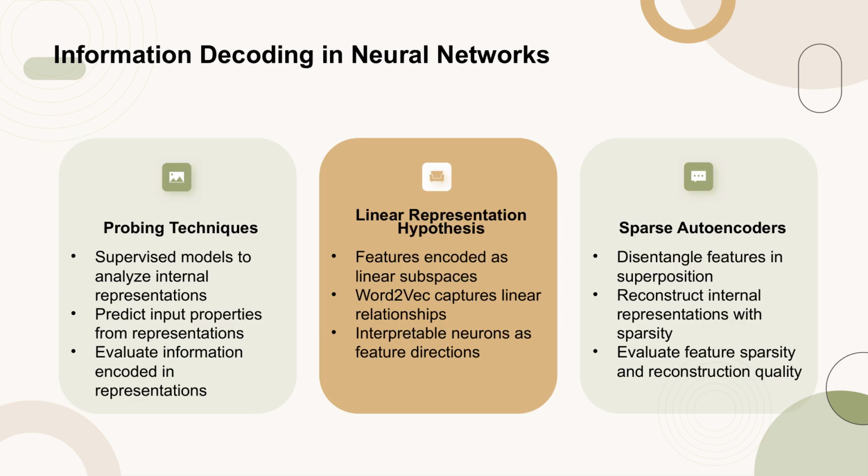Probing techniques are tools used to analyze the internal representations of neural networks. These techniques involve supervised models trained to predict input properties from the representations, aiming to assess how much information about the property is encoded. The linear representation hypothesis posits that features are encoded as linear subspaces of the representation space. This hypothesis is supported by examples like word2vec, which captures linear syntactic and semantic word relationships. Sparse autoencoders are used to disentangle features in superposition by reconstructing internal representations with sparsity. These autoencoders help in evaluating the sparsity of features and the quality of the reconstruction.